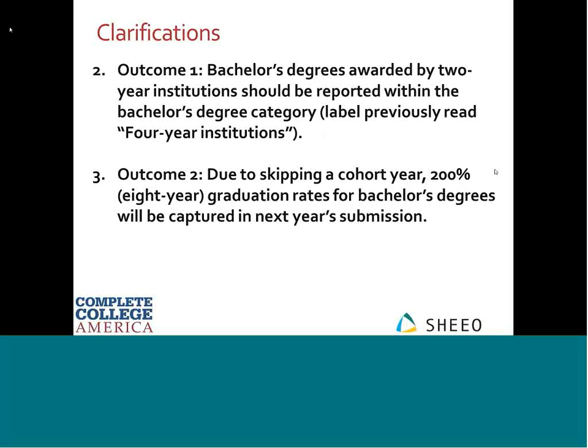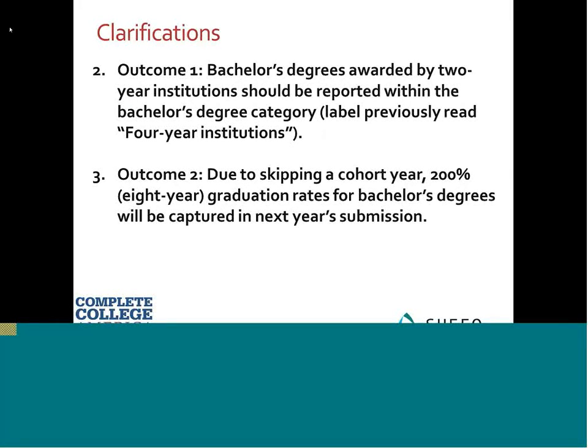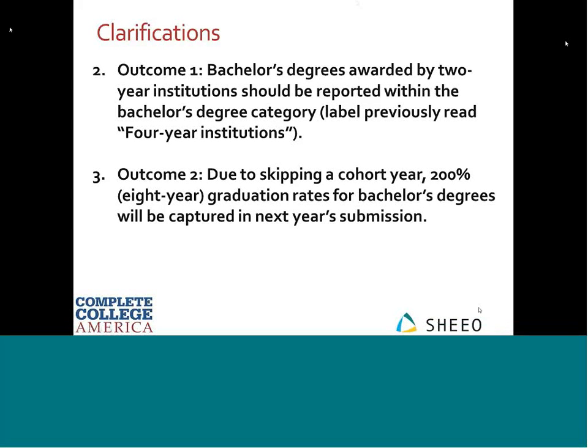Most of the other changes are just matters of clarification rather than any sorts of major changes. For instance, this first one is pretty simple. Previously in Outcome 1, we didn't have a category for bachelor's degrees awarded by 2-year institutions. Those of you who have that sort of arrangement within your state probably did this already, but just for clarification, we took the four-year institutions label off and now just have a bachelor's degree category. So if two-year institutions do award bachelor's degrees, they should be put there.